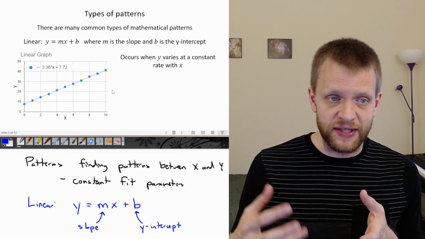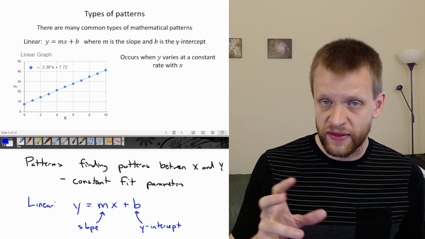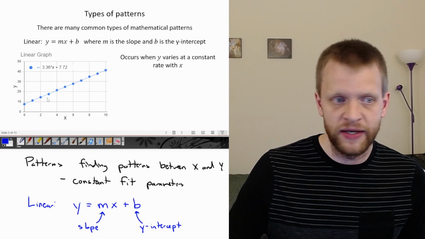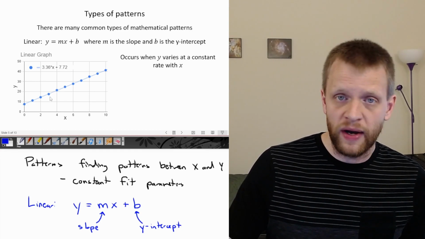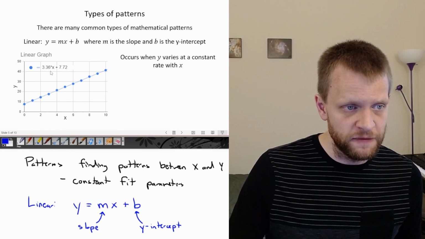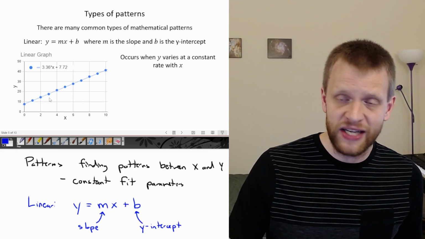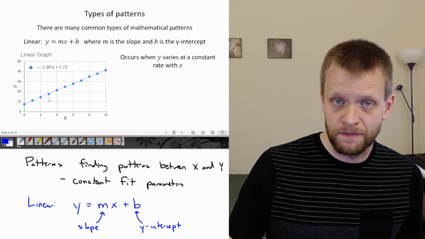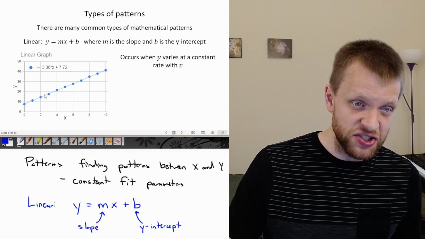These linear patterns occur when y varies at a constant rate with x. For example, if I change my value x by 1 unit, then my value y should change by a fixed amount. In this case, since we have a slope of 3.36, that means whenever I change x by a value of 1, y changes by 3.36. If the slope was larger, y would be changing more rapidly and we'd have a steeper line.